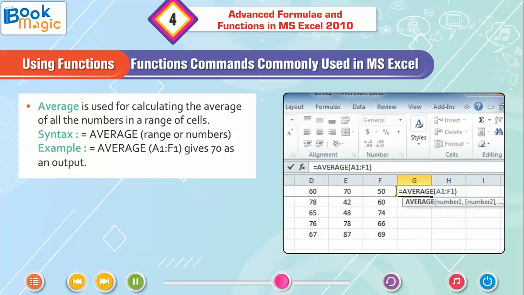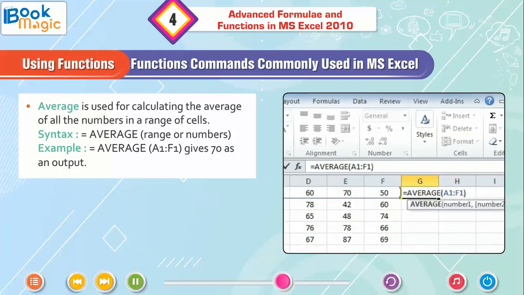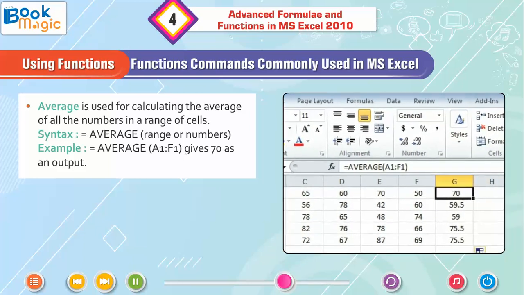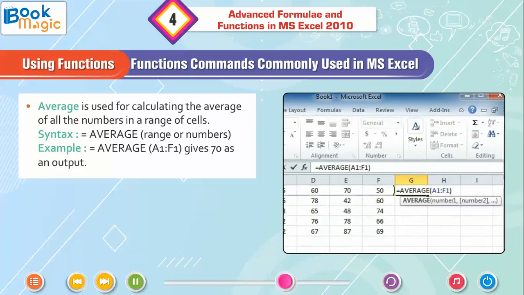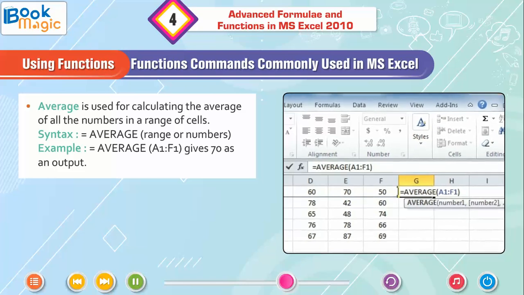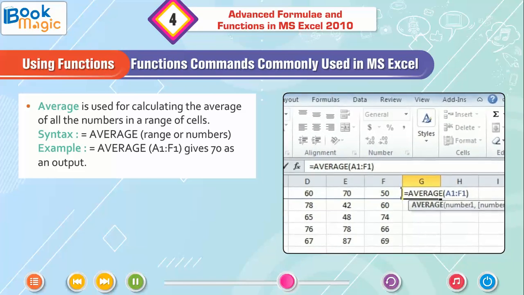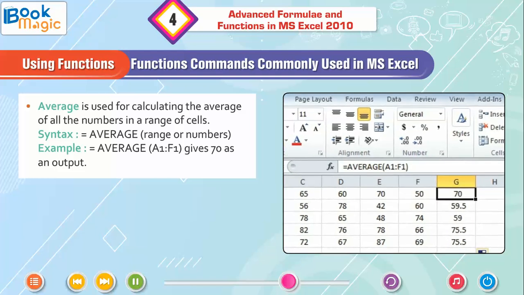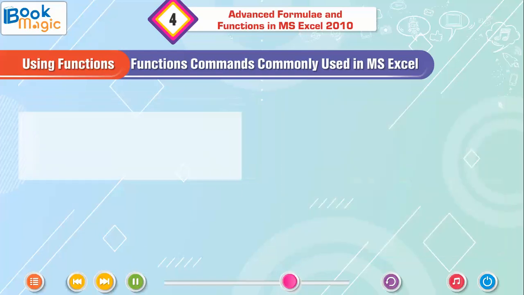Average is used for calculating the average of all the numbers in a range of cells. Syntax: =AVERAGE(range or numbers). Example: =AVERAGE(A1:F1), with a colon in between, gives 70 as an output.